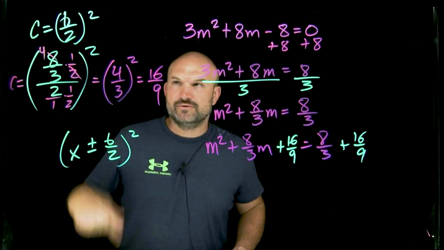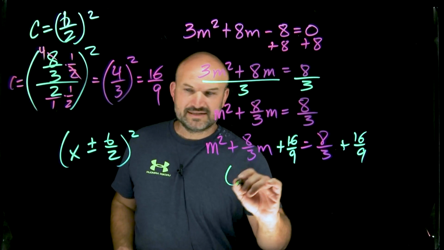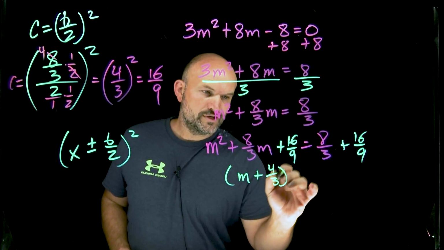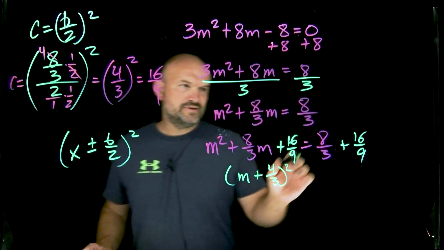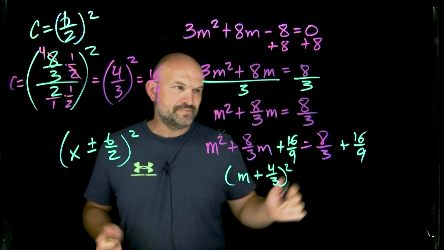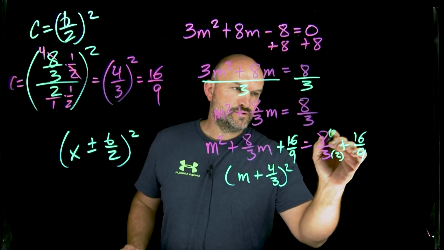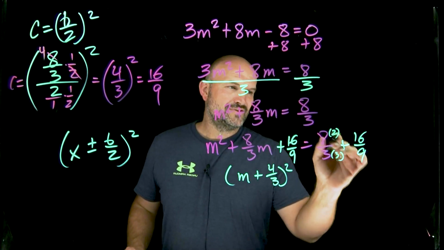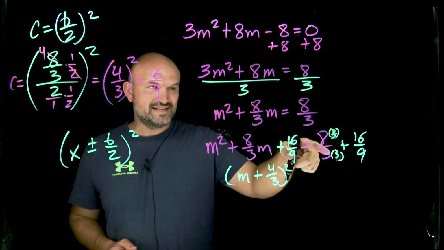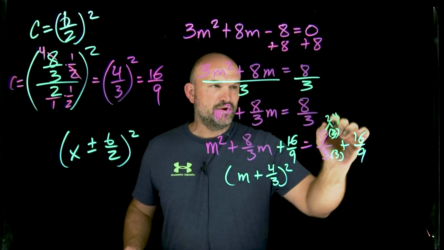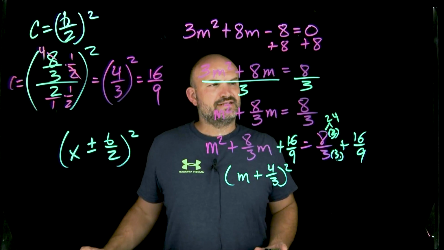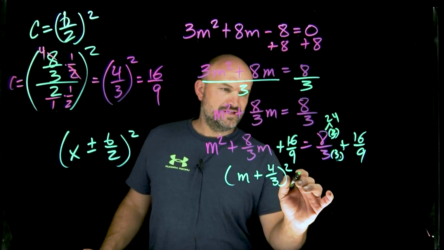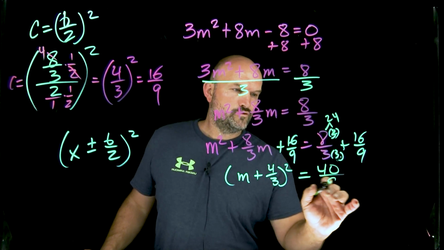So what was my b divided by 2? That was 4/3. So therefore, I can rewrite this as m plus, because its middle term is positive, 4/3 quantity squared. And then over here, you can see that I don't have equivalent fractions, so I can't add them. However, I can simply multiply by 3/3. So now that's going to be 9. That's going to give me a 24. So 24 plus 16, that's going to give me a 40. So that's going to equal 40 over 9.